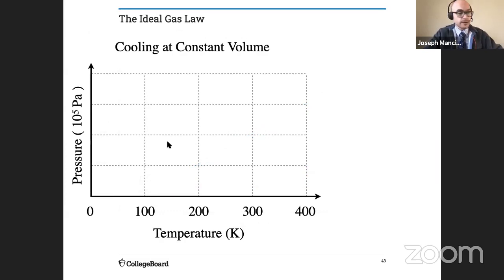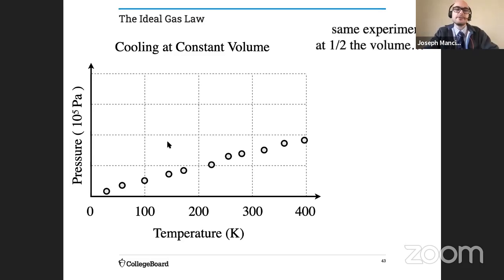And now, this is an example from a while ago. It's a question that we probably should have asked. If you cool a gas at constant volume, we see that relationship between pressure and temperature that we've looked at before, that linear relationship. But what would happen if you repeated this experiment at half the volume? Same number of moles of gas, same initial temperature, same final temperature. What if you performed this experiment again at half the volume?